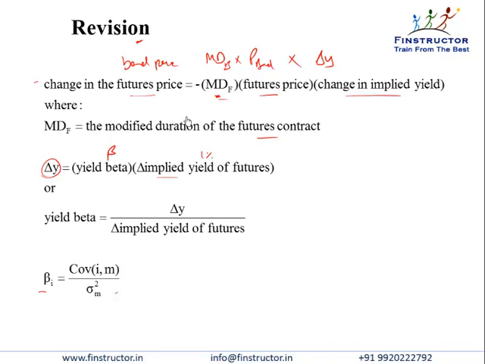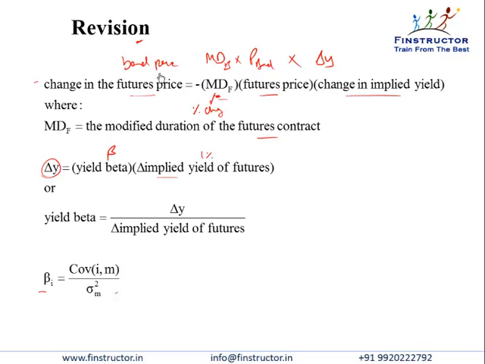need in this review. So first of all, we must be very conversant with the concept of duration or modified duration. That is the percentage change in the price of the bond for a 1% change in the underlying. Similarly, if you are given the modified duration of a bond or of a futures contract, then by applying that definition that we just studied, we can calculate the change in the futures price as the modified duration of the futures multiplied by the original futures price multiplied by the change in yield of the futures.